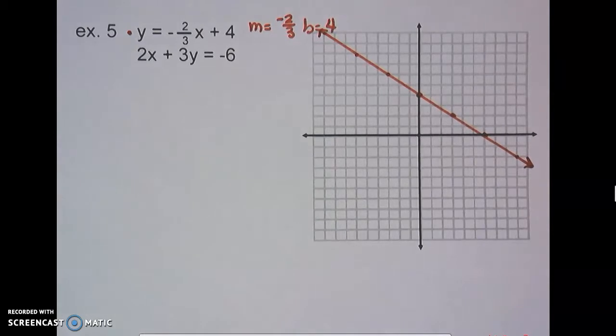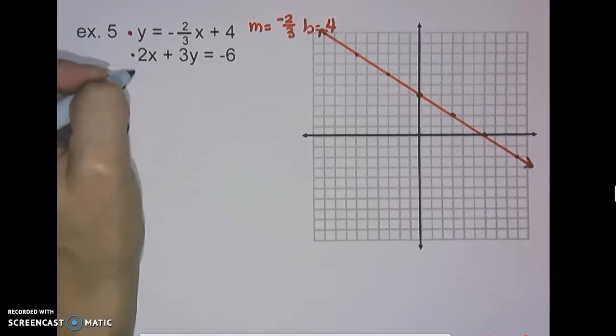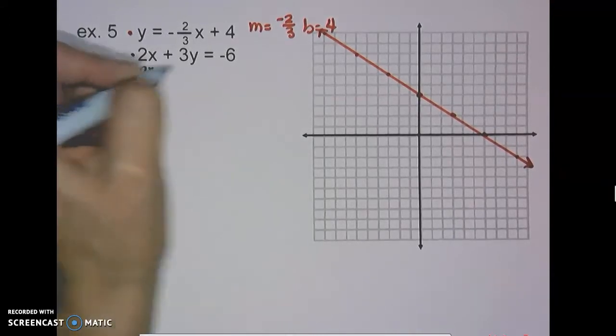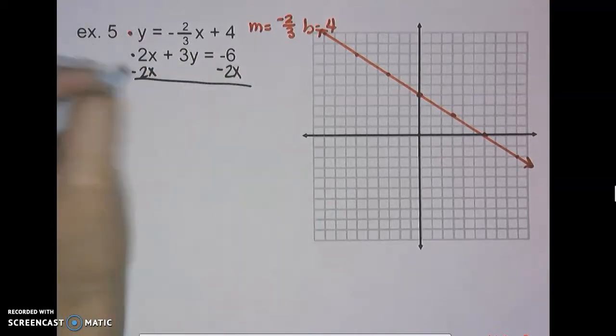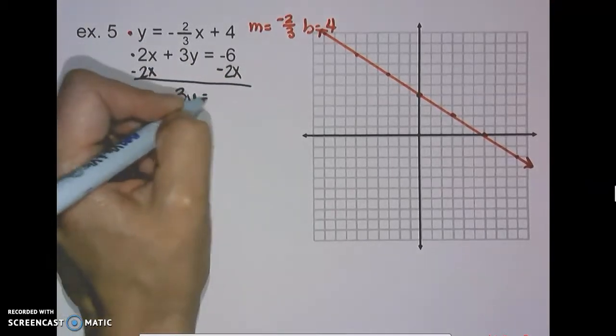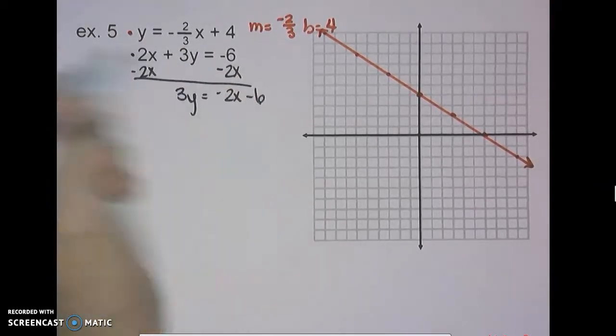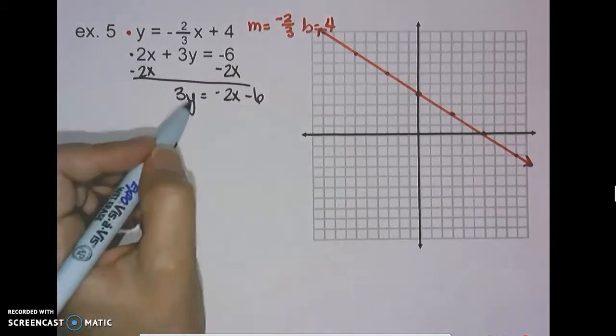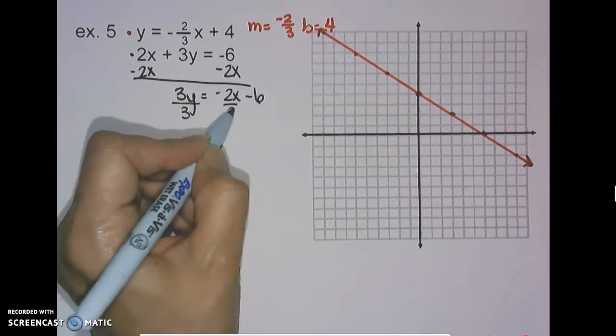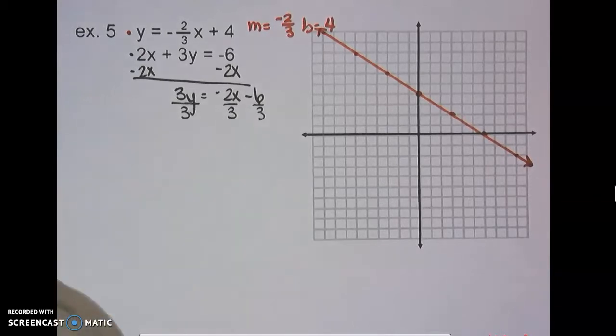So the first equation is done. Now moving on to the second one, 2x plus 3y equals -6. To get y by itself, we need to subtract 2x from both sides. And the second step to getting y by itself is to divide by the coefficient of y.